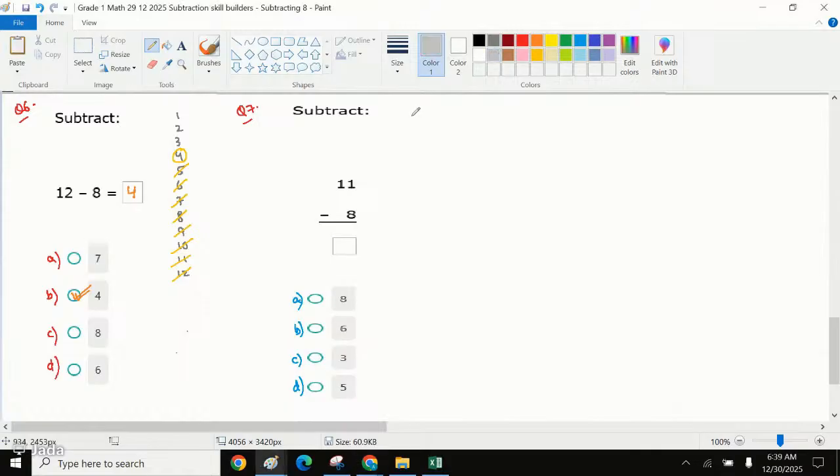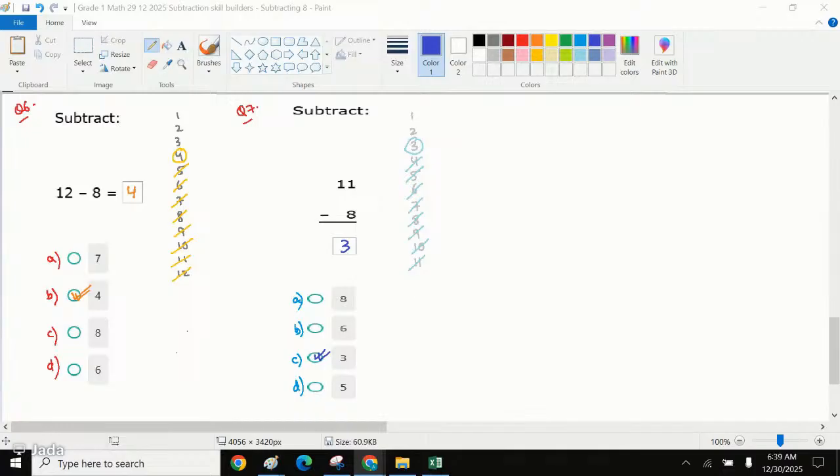11 minus 8 would mean 1, 2, 3, 4, 5, 6, 7, 8, 9, 10, and 11. Out of these 11, if we remove 8, 1, 2, 3, 4, 5, yes, correct. 3 is the correct option, right? 7 and 8. So we are left with 3. That means 3 is the correct answer. And we go to the options. So where can we find 3? Option number C is the correct option, right? So you need to click on option number C to give the correct answer.